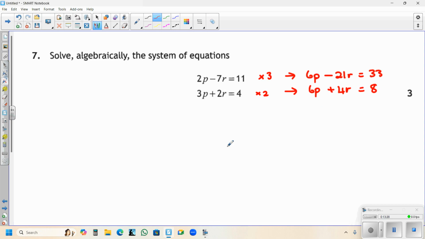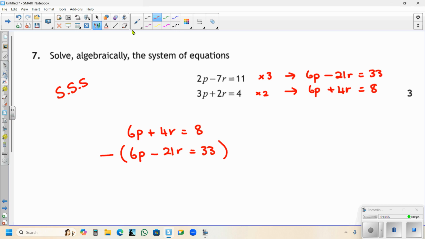Now we want to eliminate p, so I'm going to write down these equations. I'm going to take these equations away because it's the same sign, so same sign subtract. I'm going to write that one with bigger numbers down there first, so I'm going to write 6p plus 4r is equal to 8. Now I've got a negative number there, that's why I'm writing it last. So we've got, and it doesn't matter, you can do it either way, 6p minus 21r, and that's equal to 33. Do a wee quick check, make sure you've copied them down properly, put a big bracket right round that full equation, go through your takeaway sign.